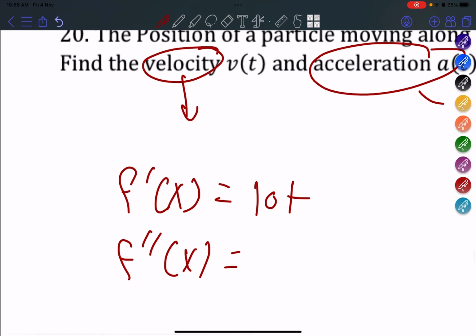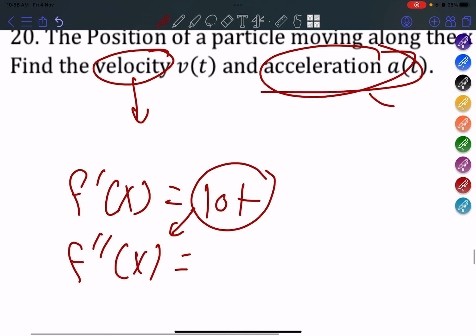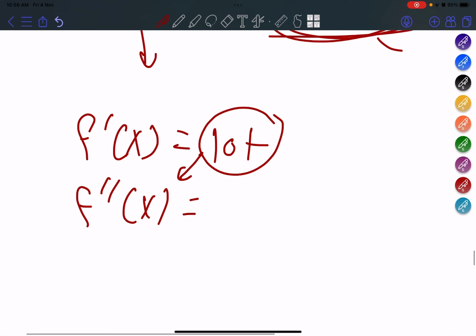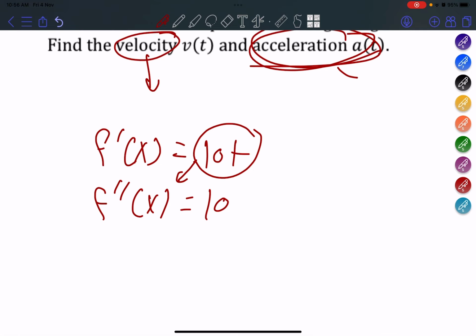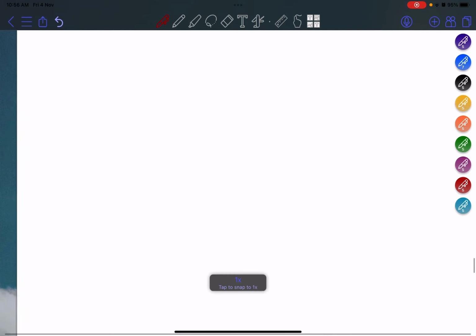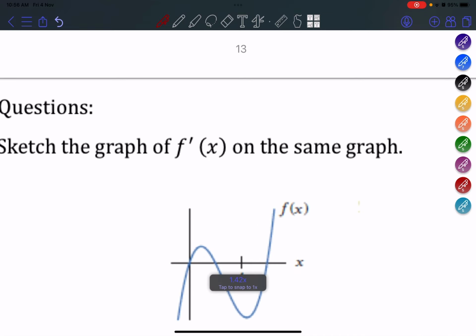So 5 times 2 will be 10t, and then plus 0, we don't have to write it, so it will be 10t. And the derivative of this, in order to find the double derivative, aka the acceleration in this question, will be just 10, because the derivative of any variable will be 1, and 1 times 10 is 10.